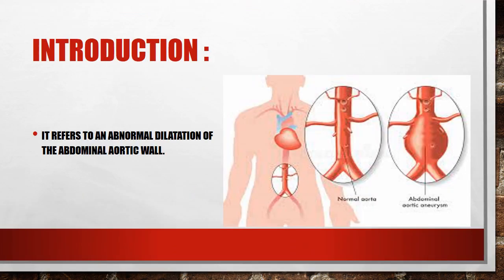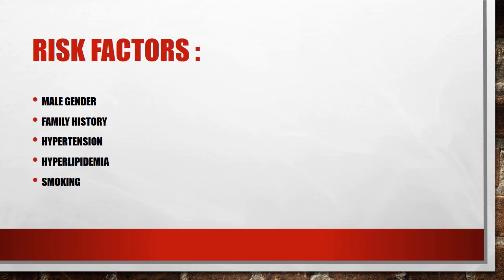Abdominal aortic aneurysm refers to an abnormal dilatation of the abdominal aortic wall. An aortic aneurysm occurs when the aorta wall swells to more than 1.5 times its size, carrying the risk of rupture. The risk factors of aortic aneurysm include male gender, family history of aneurysm, and hypertension.